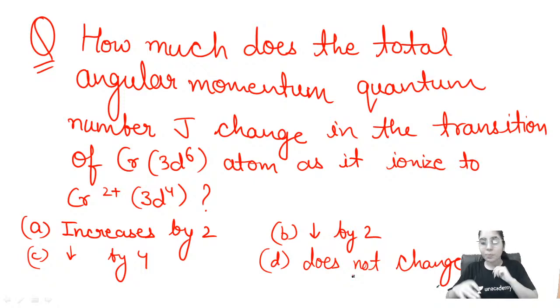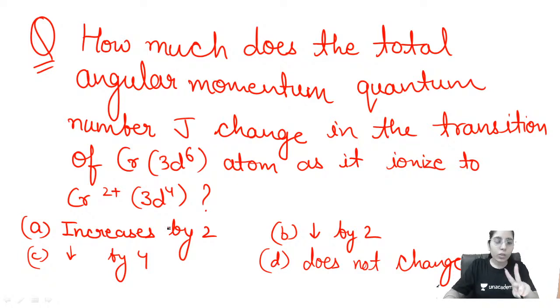Okay, so the question is: how much does the total angular momentum quantum number J change in the transition of the chromium atom, Cr 3d6, as it ionizes to chromium 2 positive and becomes 3d4. The point is how we can get to know about the change in angular momentum value.